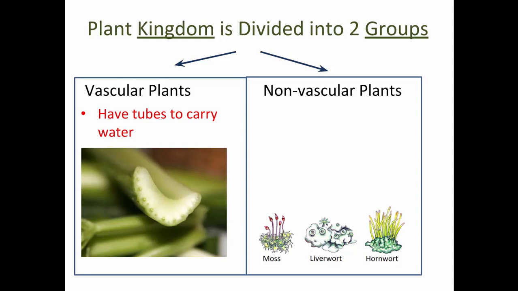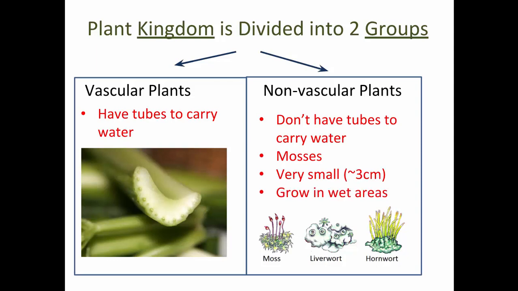Vascular plants are larger plants. Non-vascular plants don't have tissue to move water around inside of them. So what that means is often they're small. They often grow in moist areas because all of the parts of the plant have to be close to the water. So mosses, which you might see growing on the ground, those are plants, but they're non-vascular plants. They don't grow very large. They're close to the ground. They grow in damp areas because they have no way of getting water up high into the leaves.